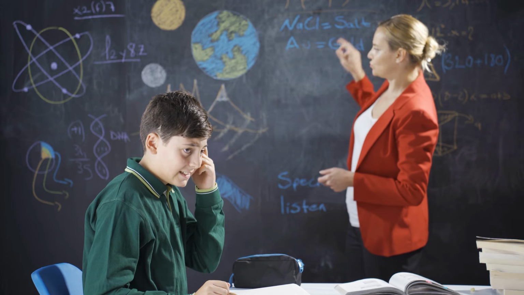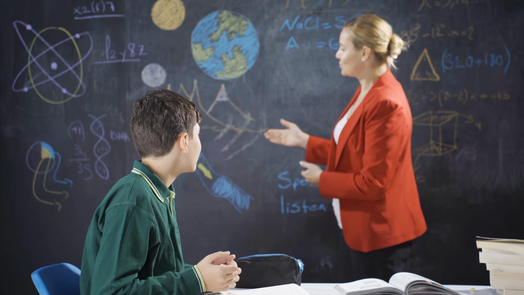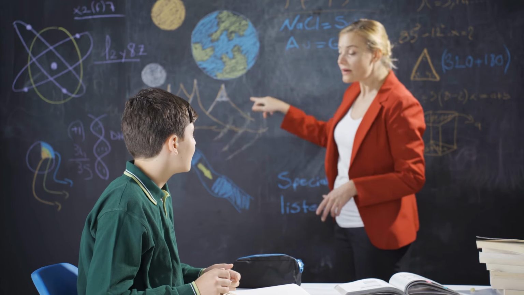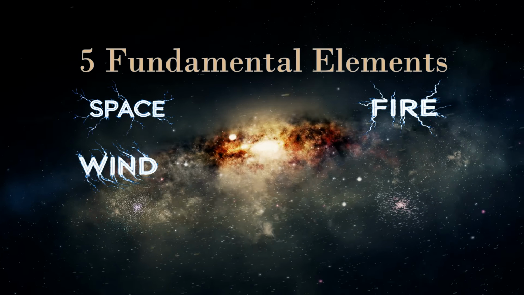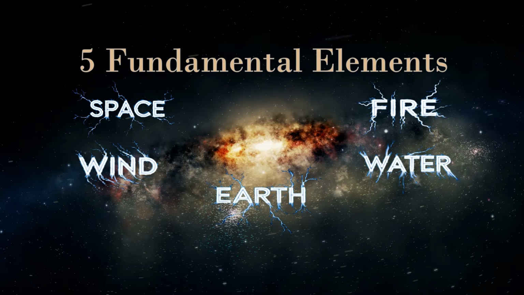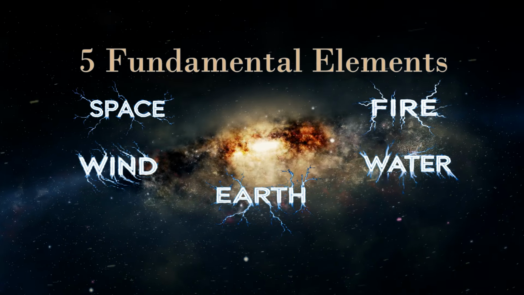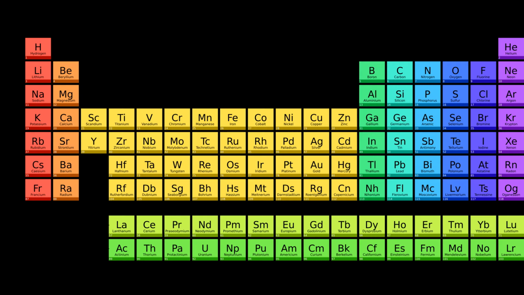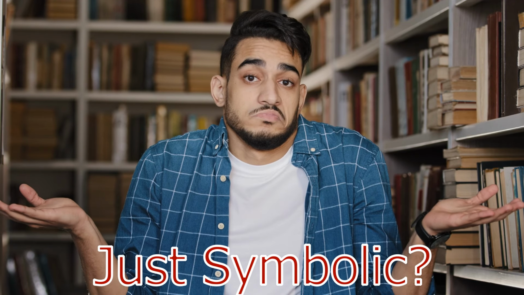When I was younger, I went to a talk on what the Shastras say about the world around us. The speaker said, the universe is made of 5 fundamental elements: space, wind, fire, water, and earth. I was completely stumped. How could that possibly relate to the periodic table I was studying with its 100 plus elements? Like most people, I just dismissed it as a symbolic statement, something not really connected to hard science.